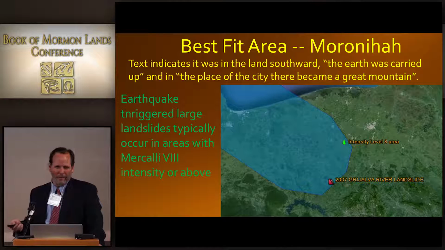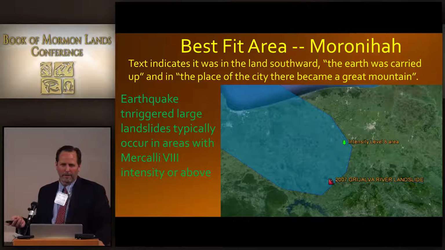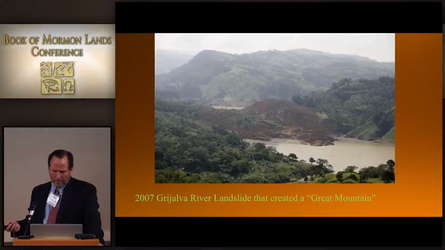So that was a soft one where he said, I'm not quite sure. So I said, okay, I'm not going to hold you to that, but let's see if I can find a place where the city became a great mountain. That's always been a curious description. Something like that actually happened in 2007 on the Grijalva River, one of the largest land movements recorded. A landslide came into the river and generated this huge mountain in the river. Kind of like the Thistle Slide, though this is way bigger, if you're old enough to remember. The Thistle Slide of 82 blocked the Spanish Fork River.